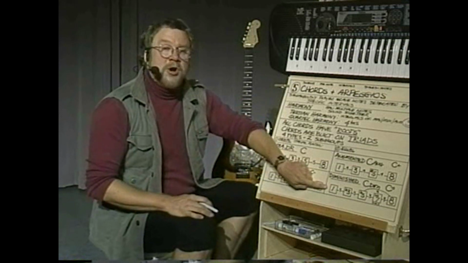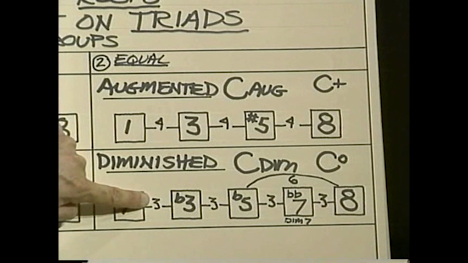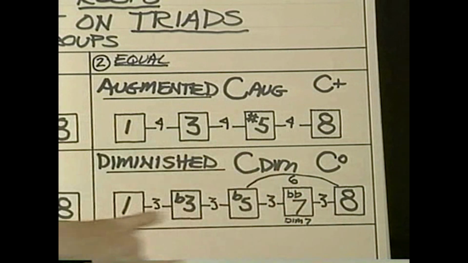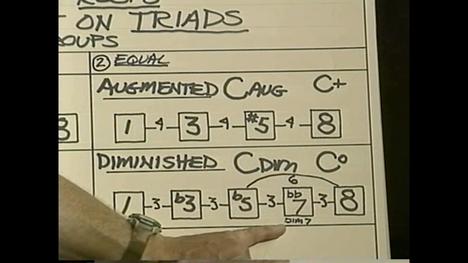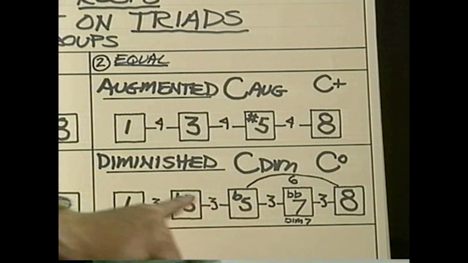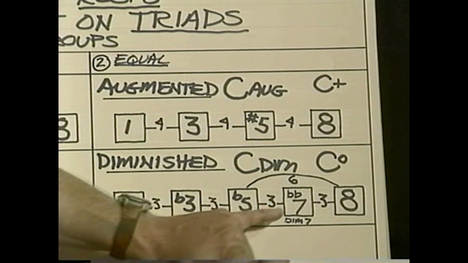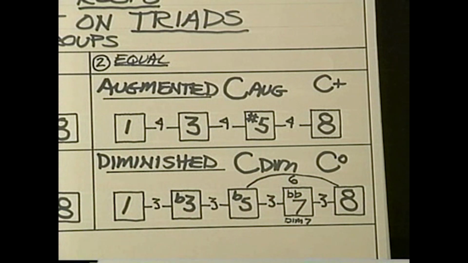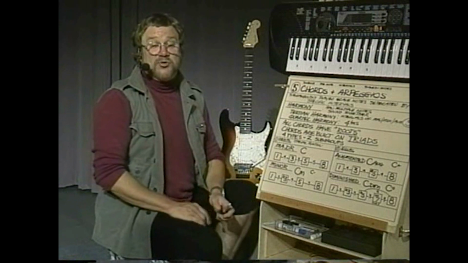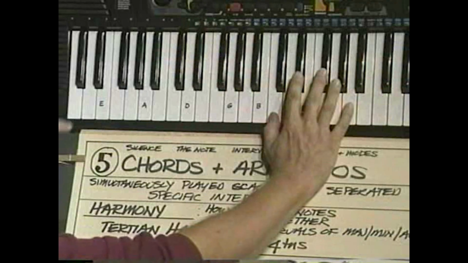The same thing is going on with diminished chords down here. Notice that a diminished triad, and then expanding that to be a diminished 7th chord containing this double flatted 7 here, all the notes are 3 half steps apart from one another. Once again, now let's listen to a diminished chord or a diminished triad.